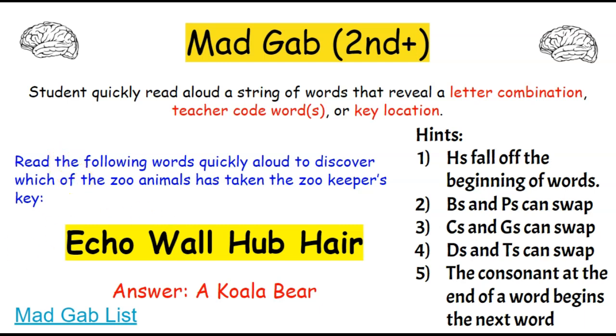Our sample here says, read the following words quickly aloud to discover which of the zoo animals has taken the zookeeper's key. So those words are echo, wall, hub, and hare. But if you read them very quickly, it will come out sounding like a koala bear. Over here to the side, I've given you the ways that these words can be strung together to sound like each other. However, if you purchase this presentation on Teachers Pay Teachers, you will have a whole pre-created list that I made from the board game that used to exist by the same name.